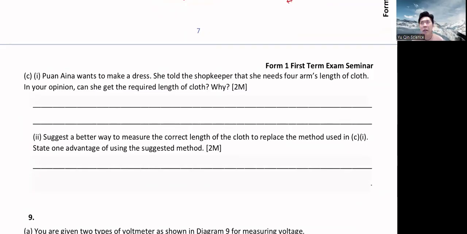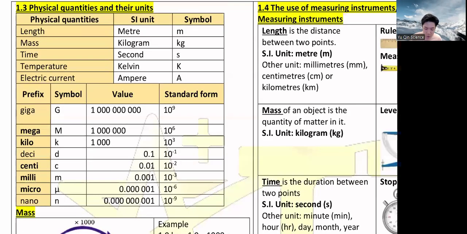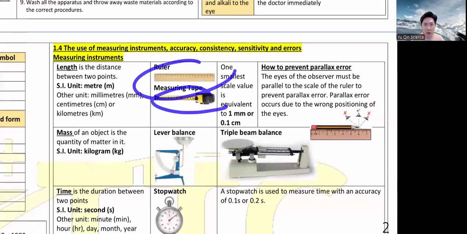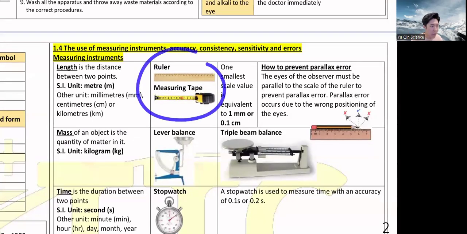I mean, it's 2025, right? We don't use all those body parts to measure anymore. So the better way to measure length is what? Of course, we use a ruler or measuring tape. These are the correct measuring instruments. Either one of these gets 1 mark. Why do we use this? Because this method is to measure length, and it gives you more accuracy. So your keyword is accuracy or accurate.